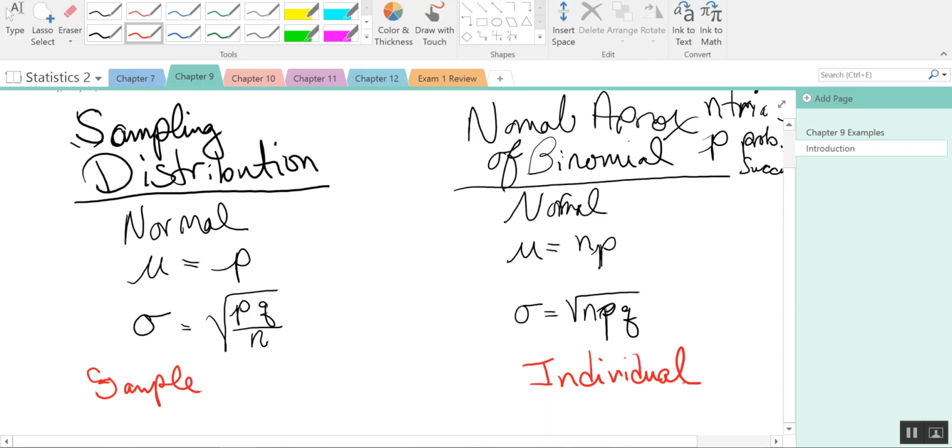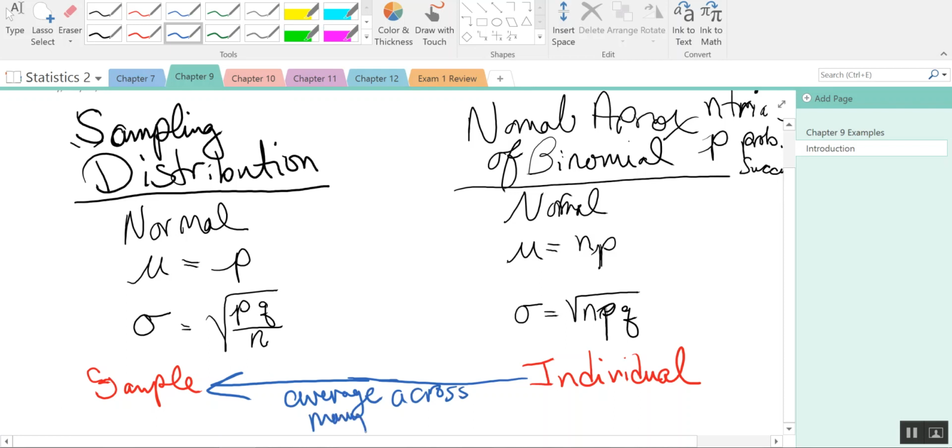Okay. So then my natural thought on this was, oh, well, how are these related? Well, if I take a bunch of individuals and I group them together, I get a sample. Ta-da! So if you average across many individuals, that's how you get from one of these to the other. Having a hard time spelling individuals today. Doesn't really matter.